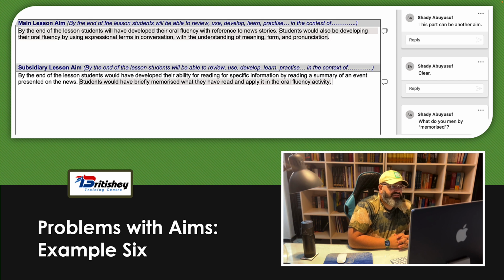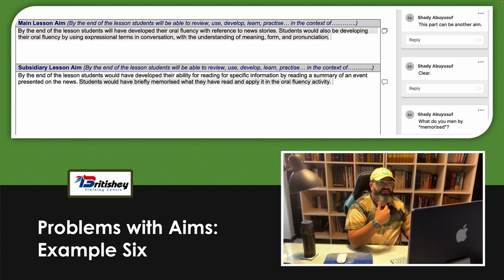And then when you move to the second part, let's have a look at it together. By the end of the lesson, students would have developed their ability for reading for specific information. Okay, for specific information in the context, you don't need to mention by reading a summary of an event, because if you go like that, that would sound more like procedures, talking about the activities and all that stuff, no. And then students would have briefly memorized. I don't know what memorization has to do here. So this last part is weird.